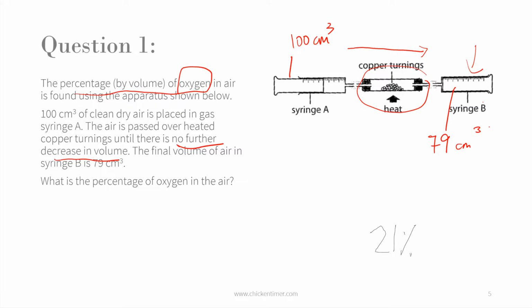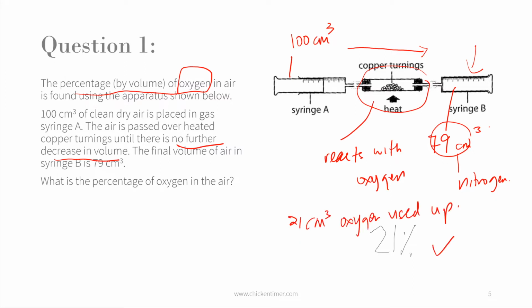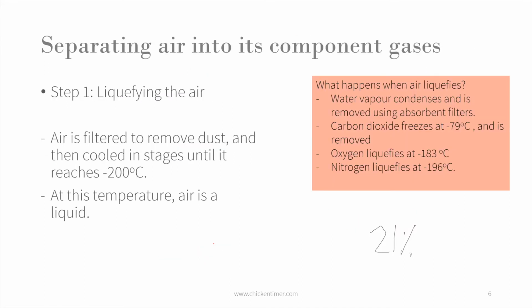So what happened is the copper here reacts with oxygen. So whichever is left behind will be the nitrogen. So 21 cm cube of oxygen is used up. Then by math, the percentage will be equal to 21 over 100 cm cube. This is the example that they love to use when they want to derive the amount of oxygen inside a particular air sample. So this, I think, is a little extra.